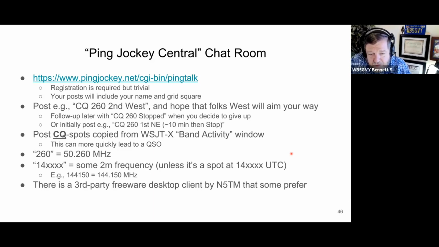Then when you see 260 on Ping Jockey, again, it's talking about the calling frequency. You'll also see a string that begins with 14. Well, that's a 2-meter frequency, although it can be confusing around 1400 UTC. But in general, the calling frequency on 2 meters is 144.150. If you don't like the old school web page look, there's a software client by N5TM that puts it more in a conventional software app on Windows.